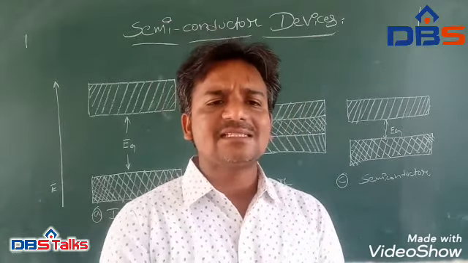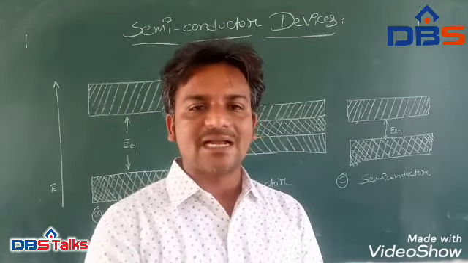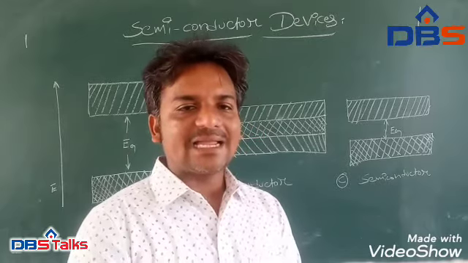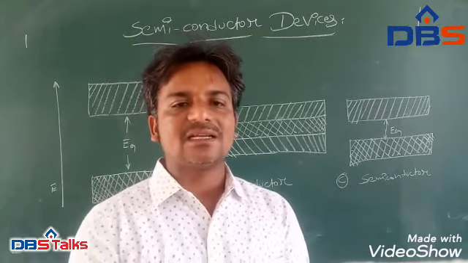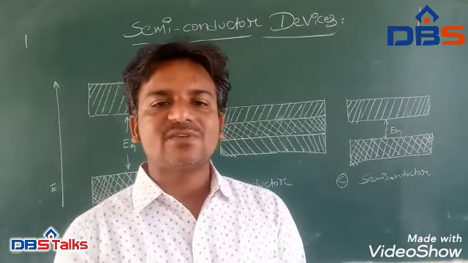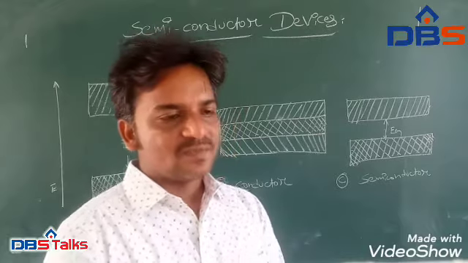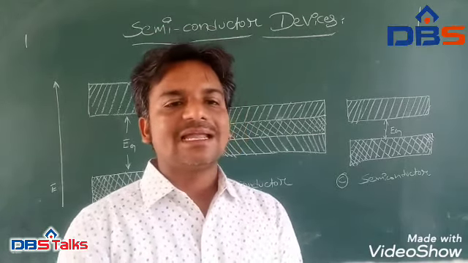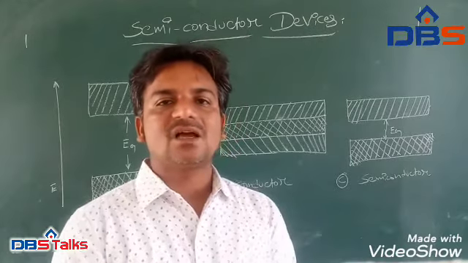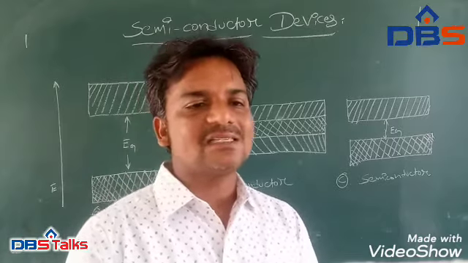An intrinsic semiconductor is also called an undoped semiconductor or I-type semiconductor. It is a pure semiconductor without any significant doping species present within the semiconductor. That type of semiconductor, the pure form, is called an intrinsic semiconductor.